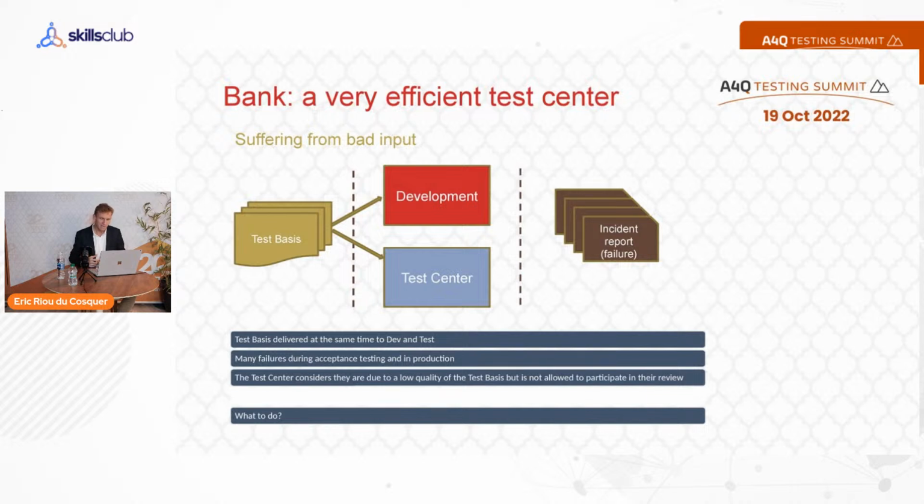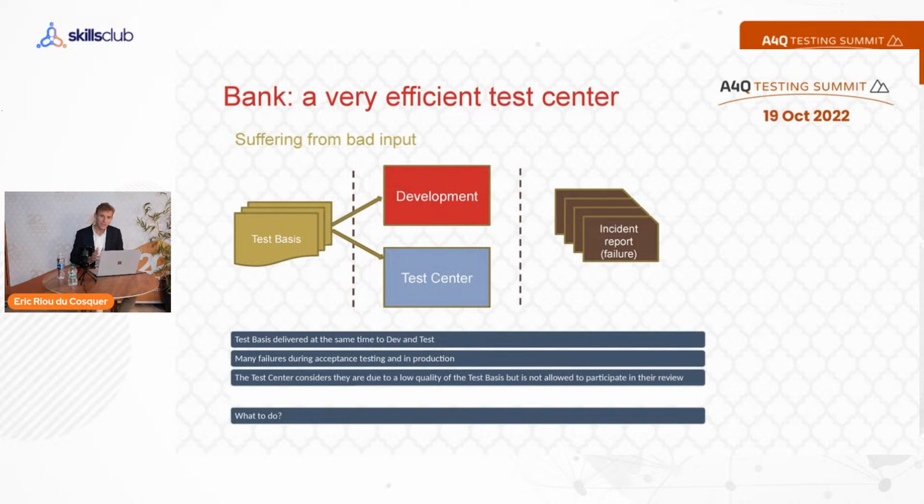But the issue is that there are always failures in production, and the test managers know where these failures come from. They mainly come from the low quality of the test basis, the low quality of the specifications provided at the beginning to the test centers. So the manager of the test center wanted to have the right to contribute to the review of the test basis early in the project. Unfortunately, it wasn't allowed. So what have we done?